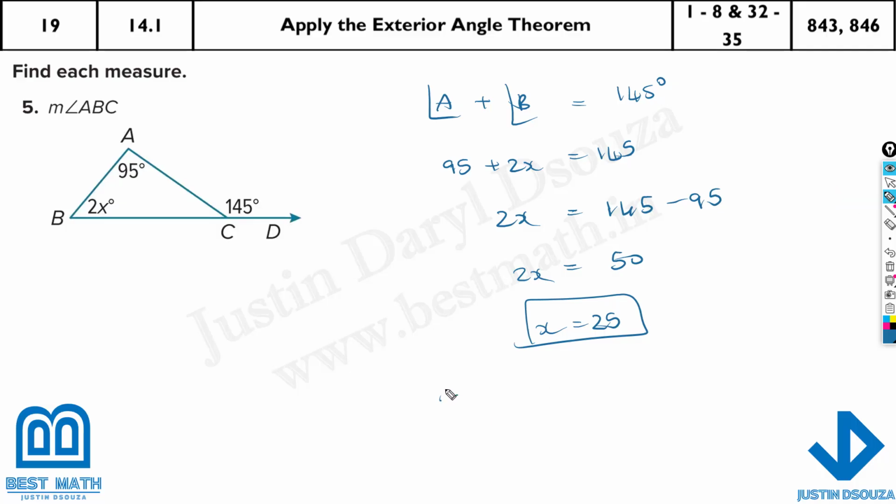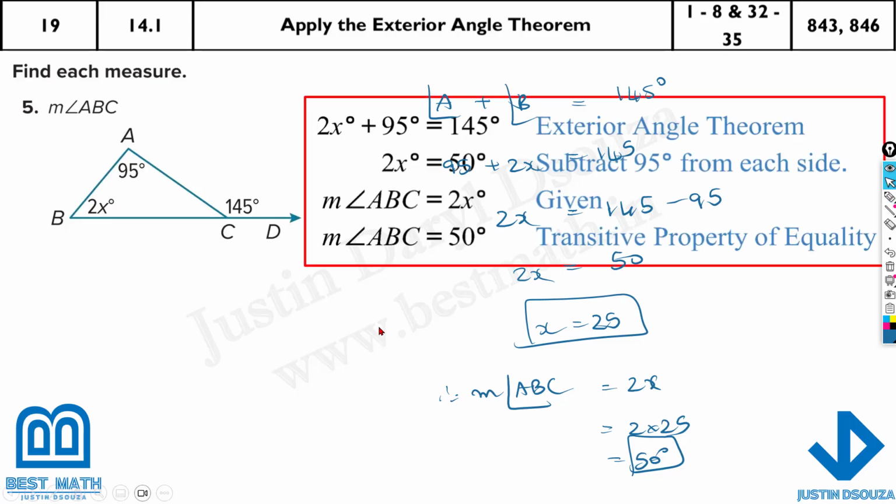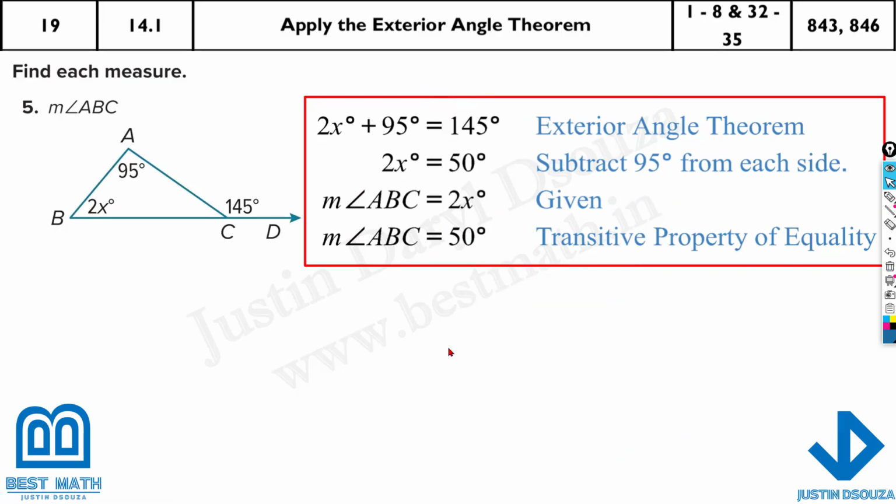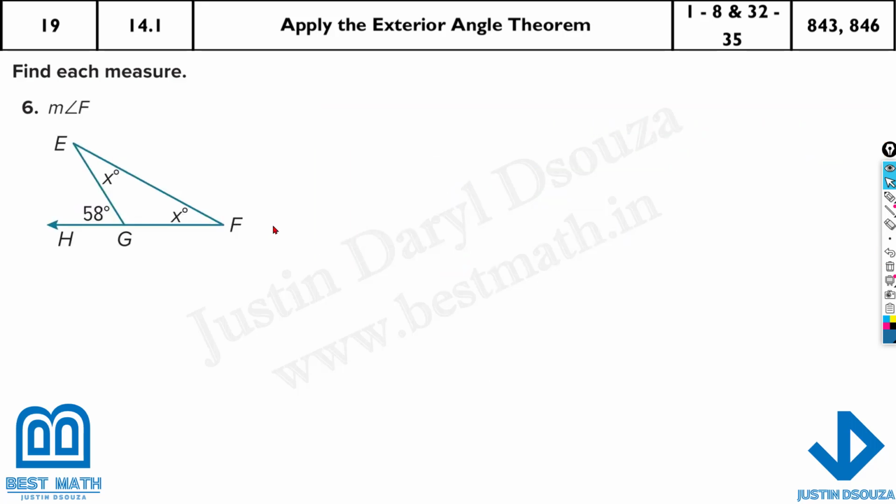Completed. Therefore, measure of angle ABC is equal to 2x, right? That will be 2 times 25. That's equal to 50 degrees. This is a very important thing. If you don't do that, you'll lose many marks. So the answer is x is 25 and the measure of angle ABC is 50. Or you can just leave it as 2x and solve it up.